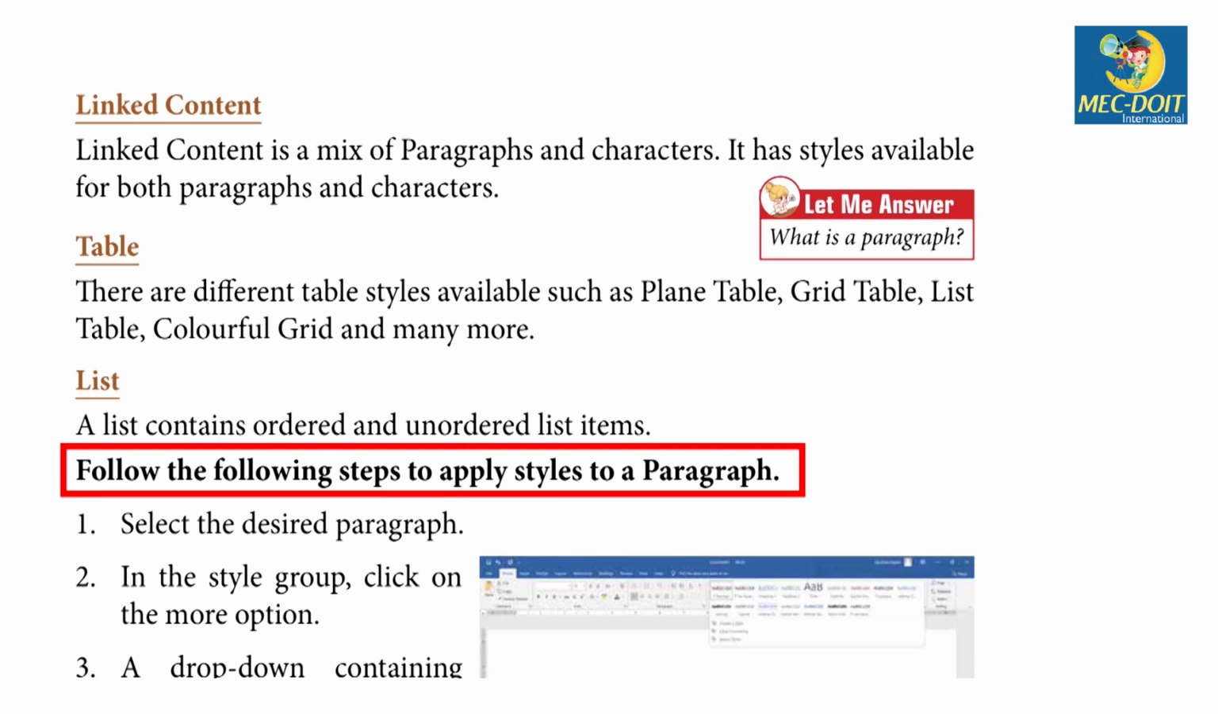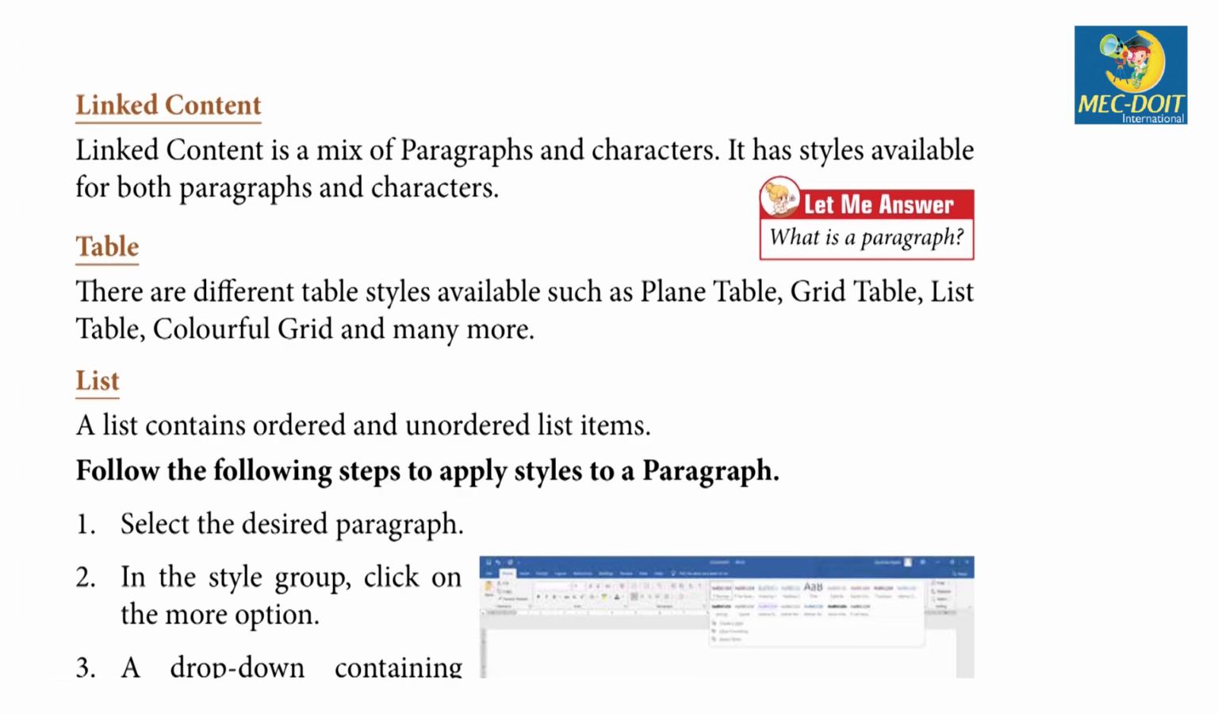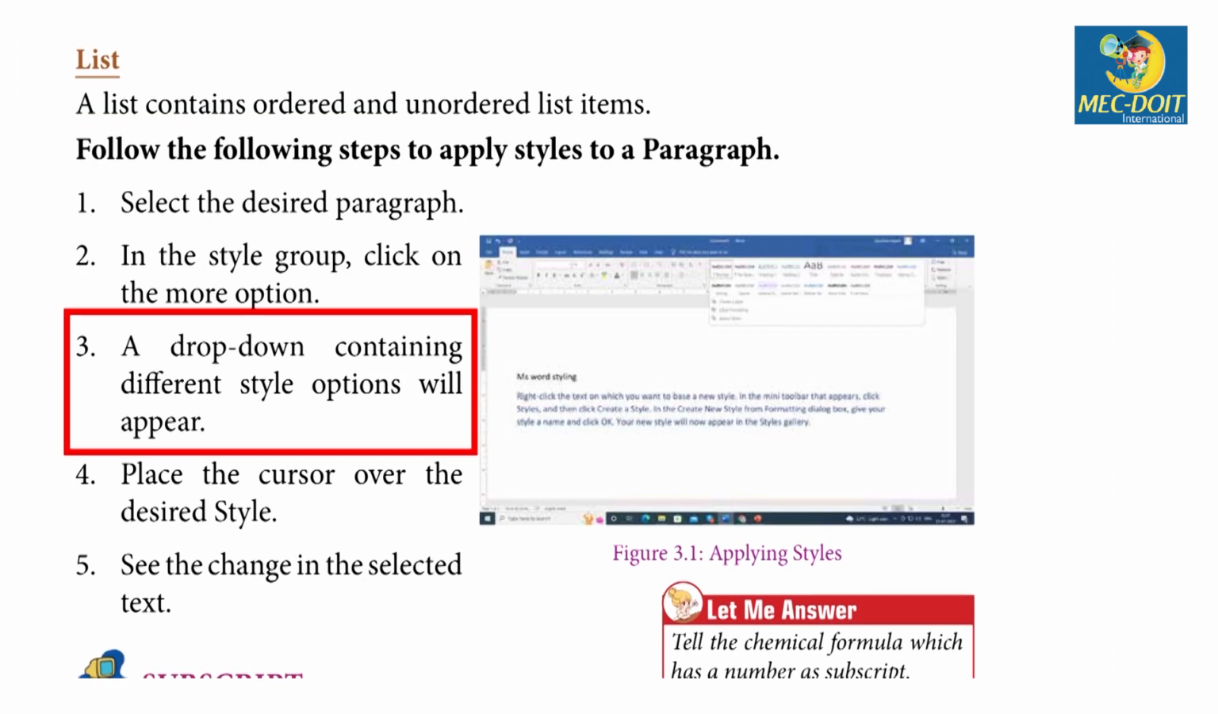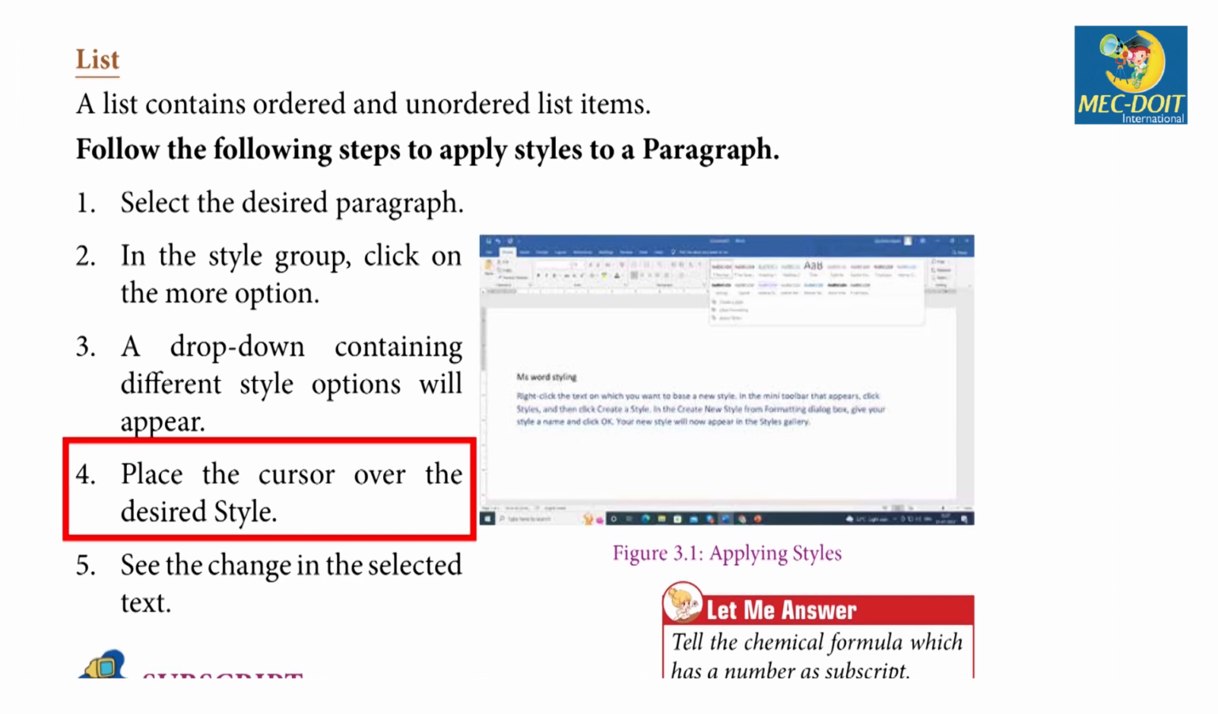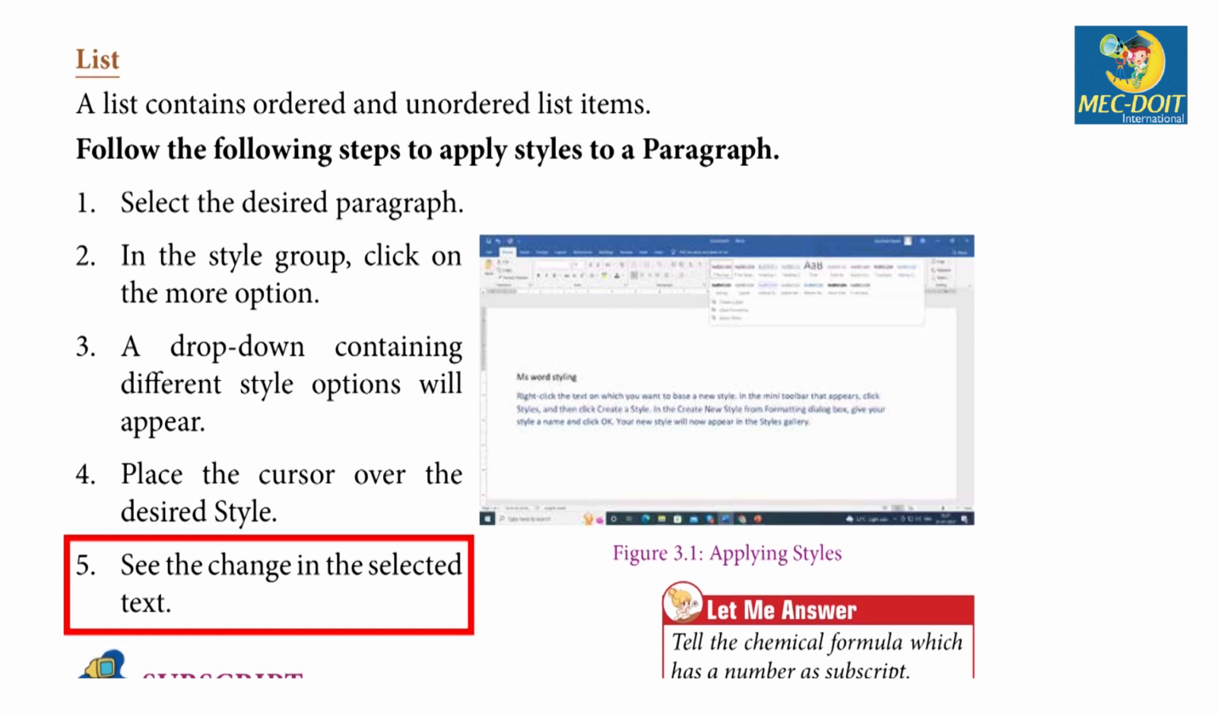Follow the following steps to apply styles to a paragraph. 1. Select the desired paragraph. 2. In the Styles group, click on the More option. 3. A drop-down containing different style options will appear. 4. Place the cursor over the desired style. 5. See the change in the selected text.